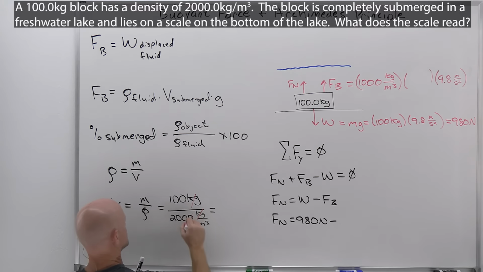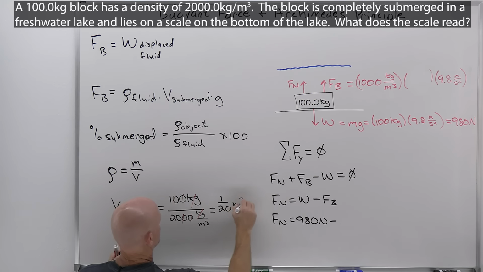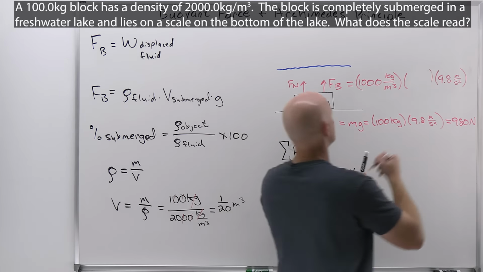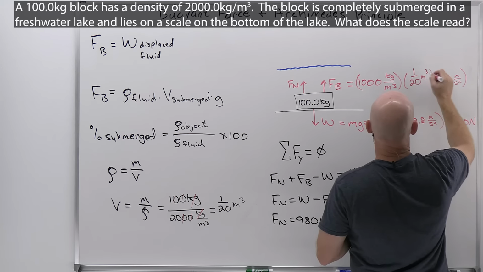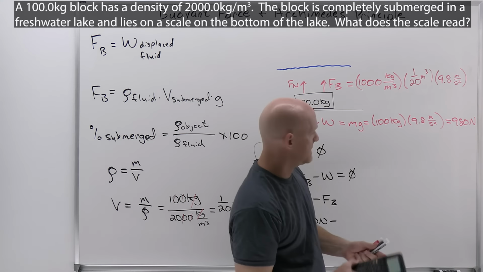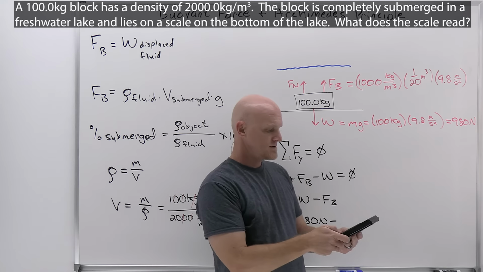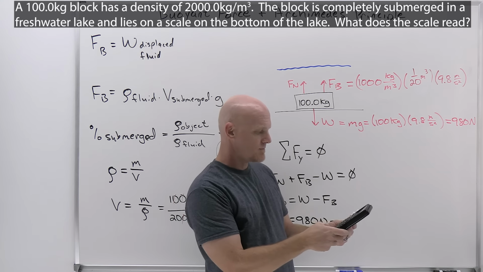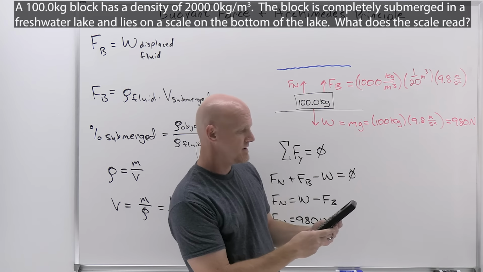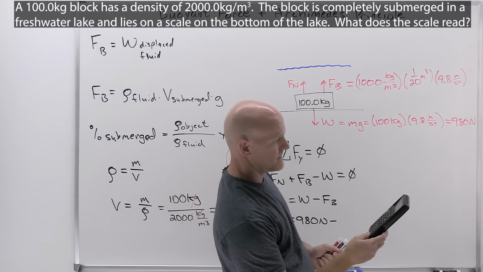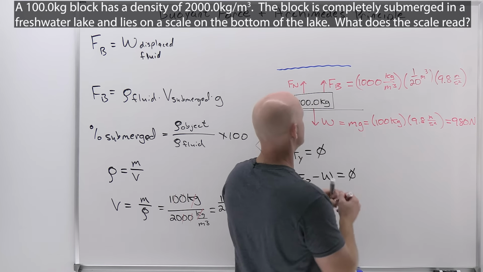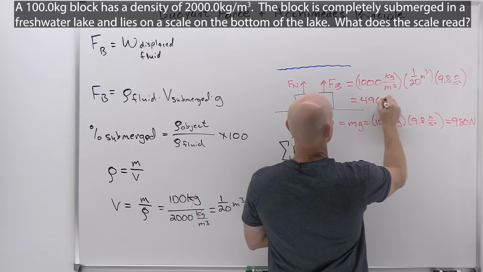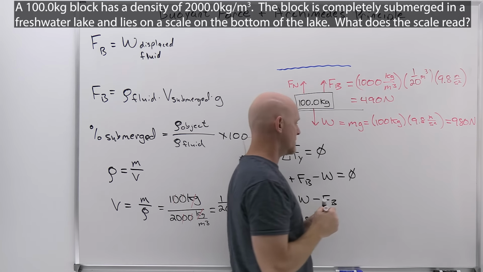Cross off a couple of zeros. We get 1 over 20 this time, meters cubed. We'll substitute that back in right here for the volume of the object, because that is the volume that is submerged. We'll put our calculator back to work here. So 1,000 divided by 20 this time, times 9.8. And it should be exactly double what the last one was, since we're dividing by 20 instead of 40. And we get 490 newtons for that buoyant force.